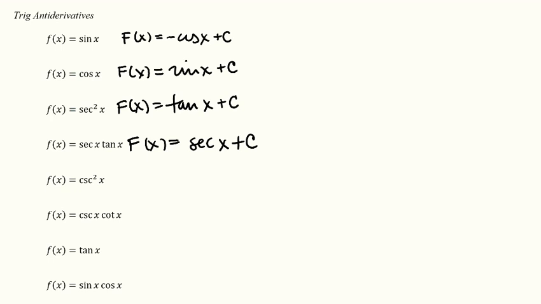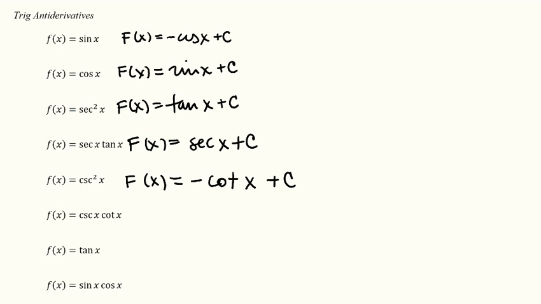Cosecant squared. That's a little bit tricky. So anybody got a conjecture about that one? Yes. It's kind of like sine, we're going to have to prepare for the negativity by thinking, if I took the derivative of cotangent x, I'd get negative cosecant squared. But I don't have negative cosecant squared, I have regular cosecant squared. So I need to prepare for that by putting a negative out here and saying negative cotangent x plus c.